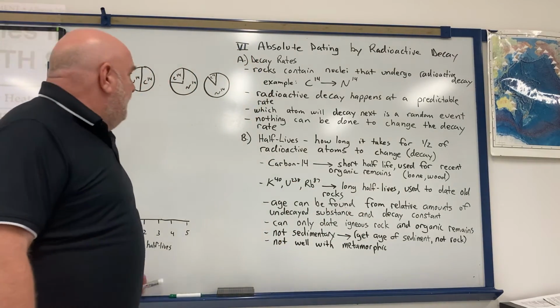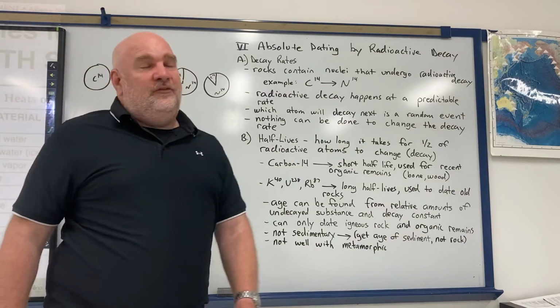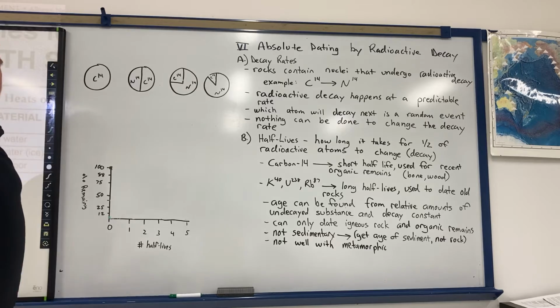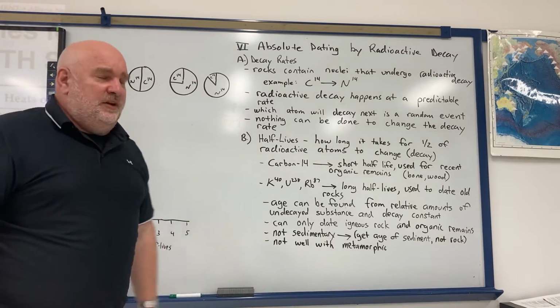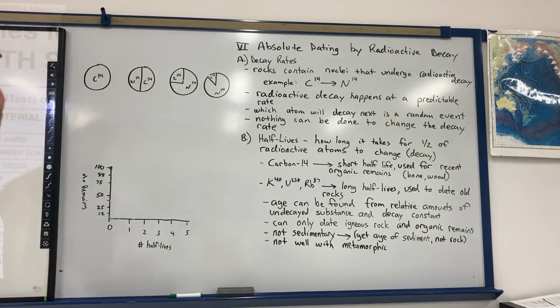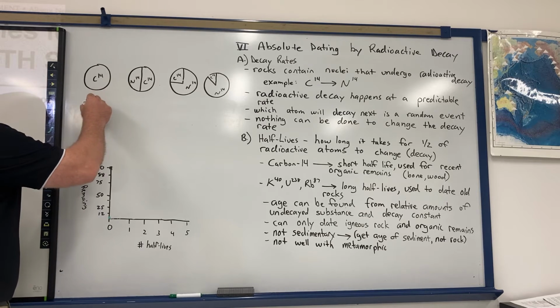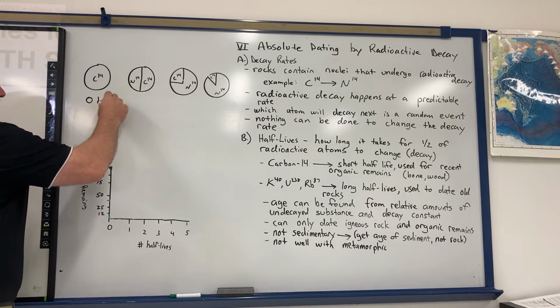All right. Now, how do you go about doing this? Well, I'll use carbon-14 as an example. It's just the easiest one to use. So if I have a sample that I measure and it's 100% carbon-14, that means that sample has undergone 0 half-lives.